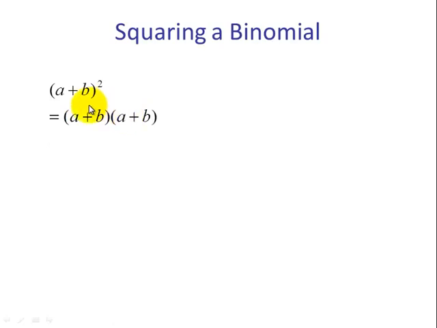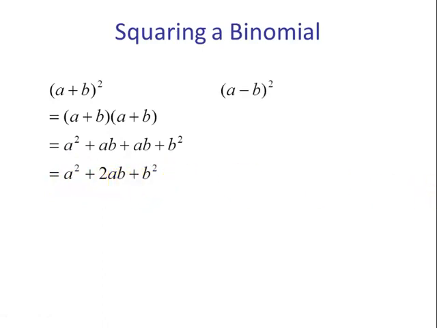If we were to FOIL this out, a times a, a times b, b times a, and b times b, so we get a squared plus ab plus ab plus b squared. Combine like terms, and we see that ab plus ab is 2ab, so our final answer is a squared plus 2ab plus b squared.